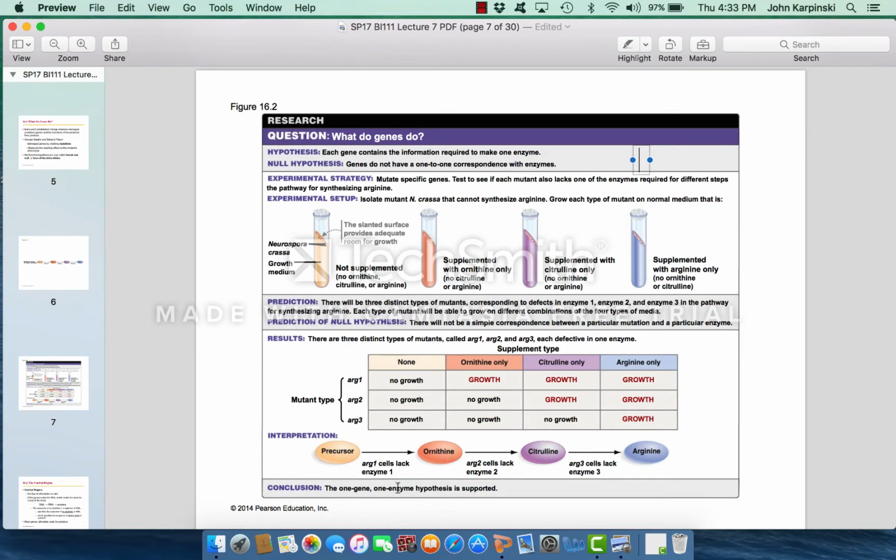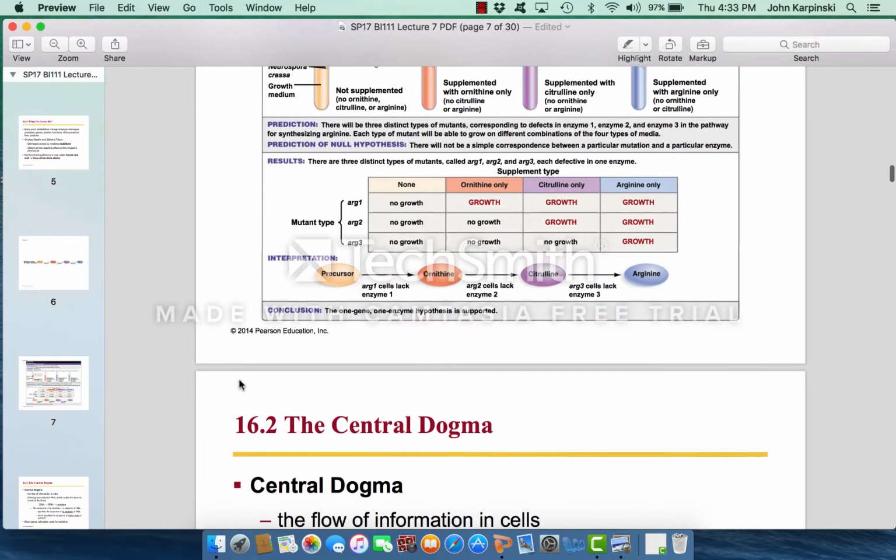So, conclusion, the one gene, one enzyme hypothesis is supported. And after this experiment, that one gene, one enzyme hypothesis became established scientific fact.